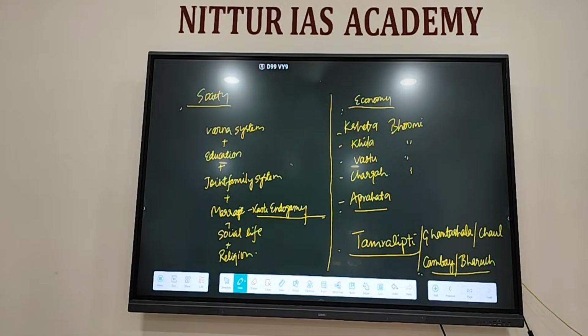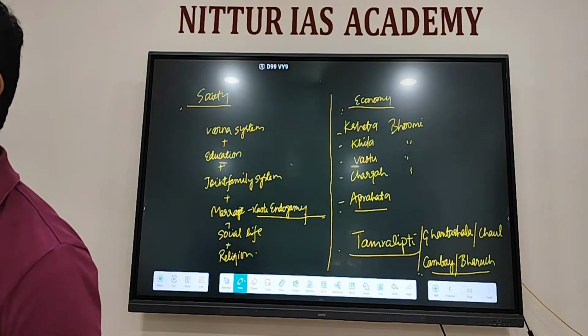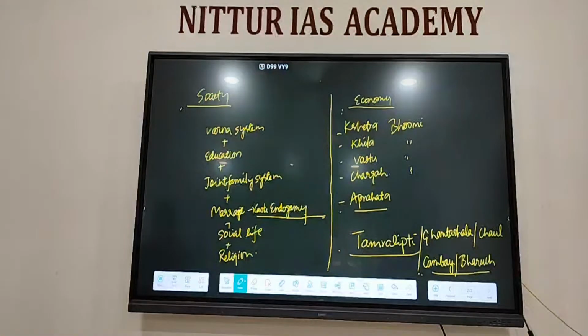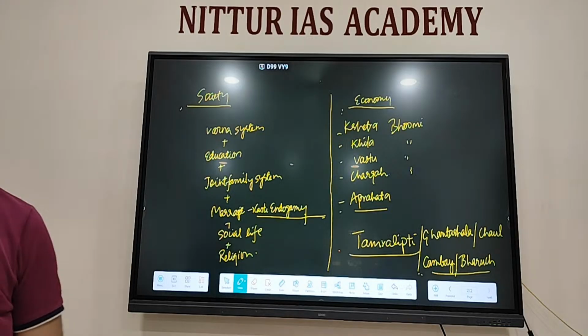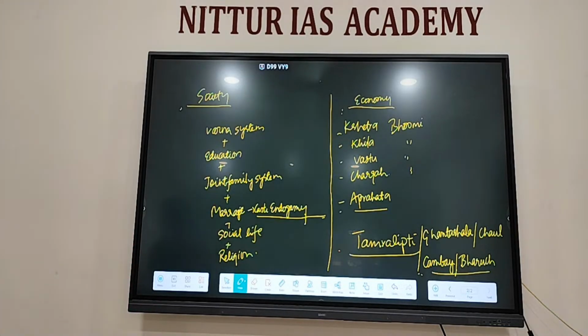So next we write down. Next point, write down. Guptas issued large number of gold coins. Gold coins, which used to be called as dinar.